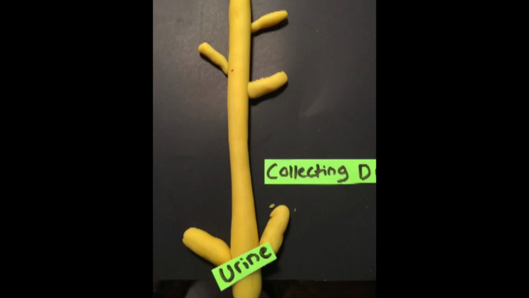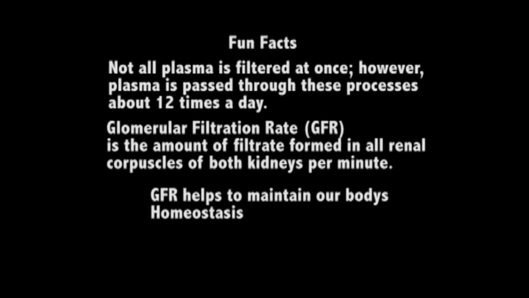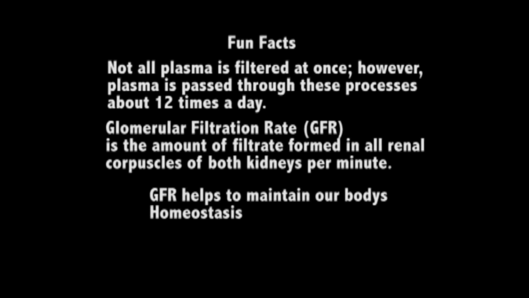From the renal pelvis, it travels through the ureters into the urinary bladder and into the urethra where the urine leaves the body. Fun facts: not all plasma is filtered at once. However, plasma is passed through these processes about 12 times a day.